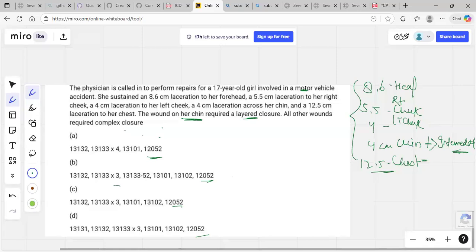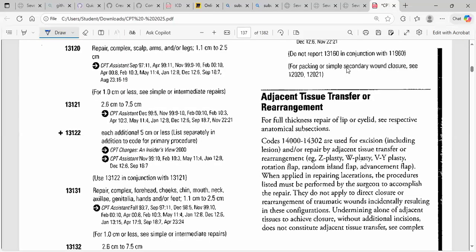We have to rule out option B because we cannot use the same code twice. We have to rule out option B only, and let's see if any one option we can rule out. 3, 2, and 3, 3. No, except B, we cannot rule out any other. Now let's pull these codes in the book. 3, 2, and 3, 1.